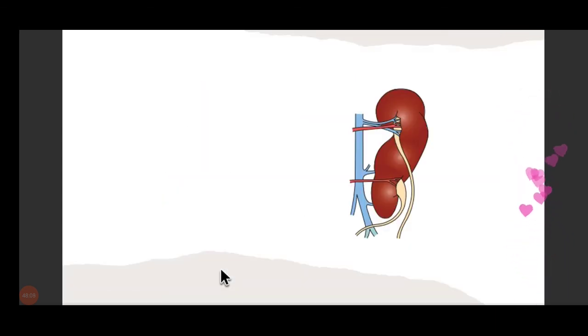So what do you think this pathology is? This image which I am showing? Anyone can type? No one is awake? Hello?